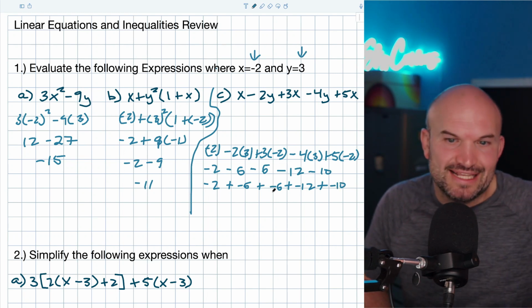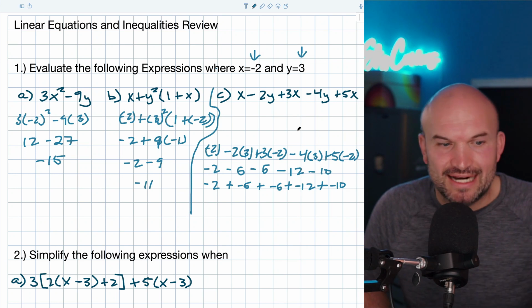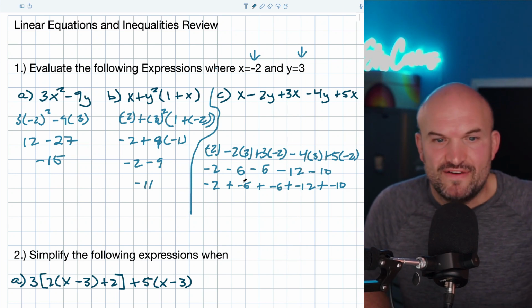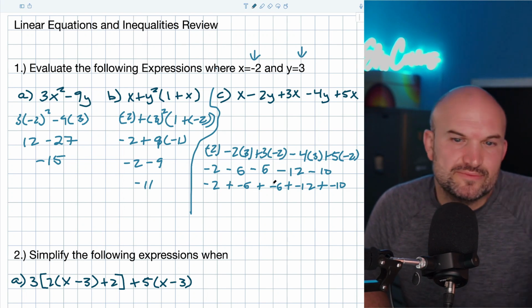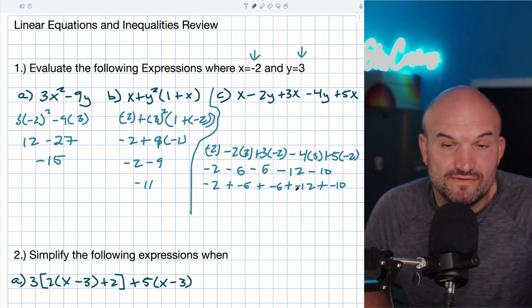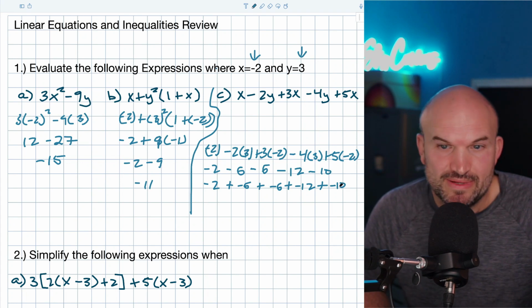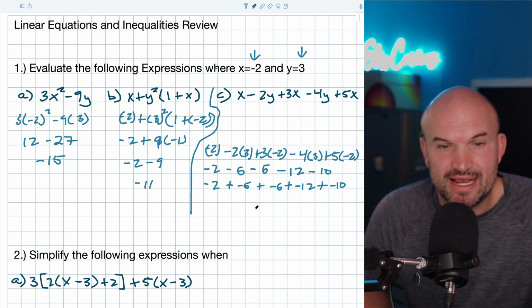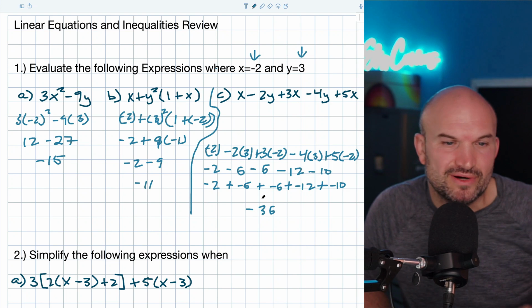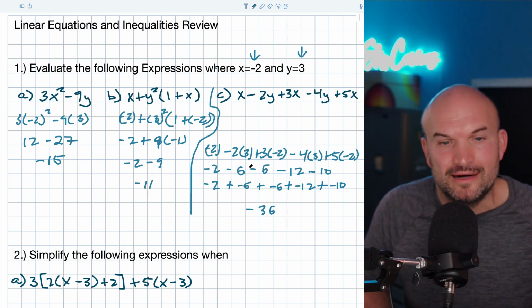So all we're doing is adding these values, and it's just going to be a negative value. We can see here -6 plus -6 is -12. -12 plus -12 is a -24. Plus -10 is going to be a -34. Plus -2 is going to be a -36. So it looks pretty confusing, but in the end, it really wasn't as bad, hopefully, as you can see.